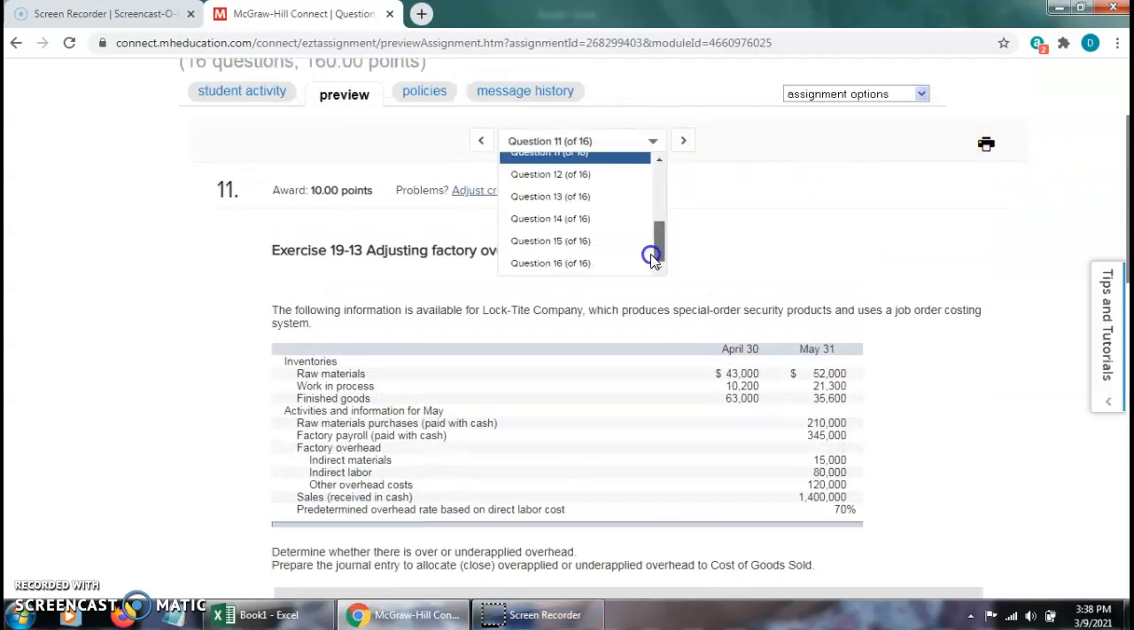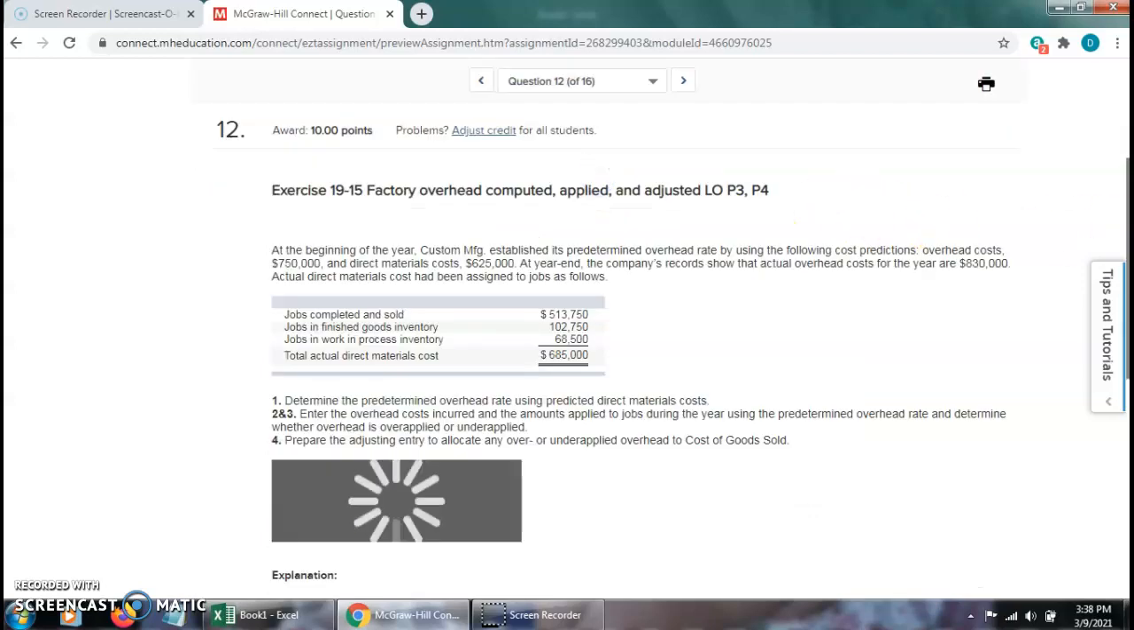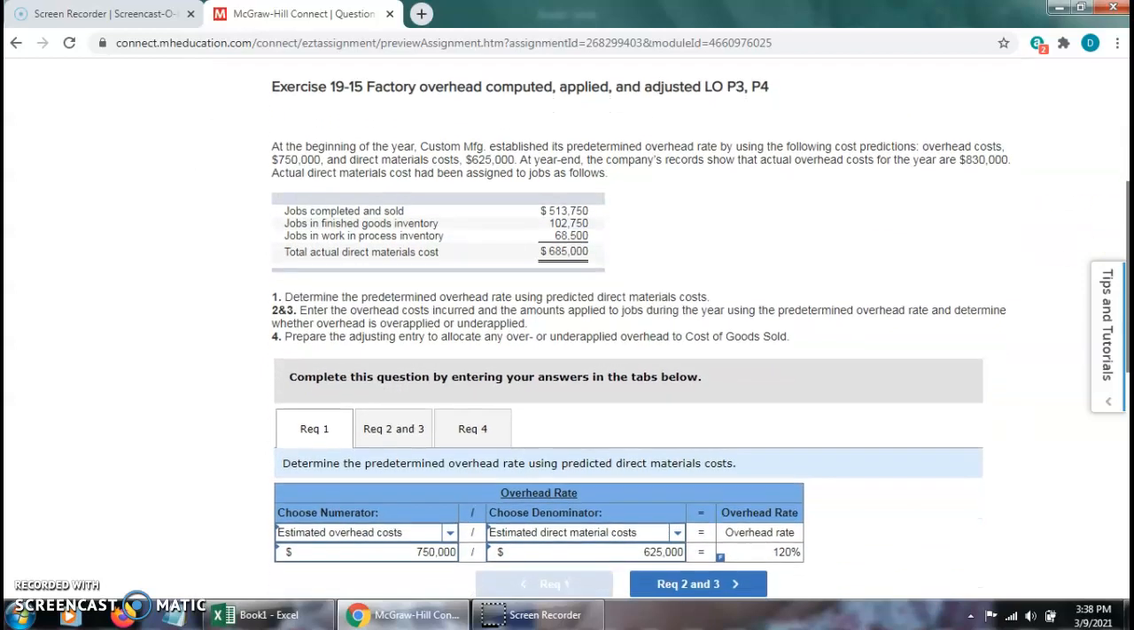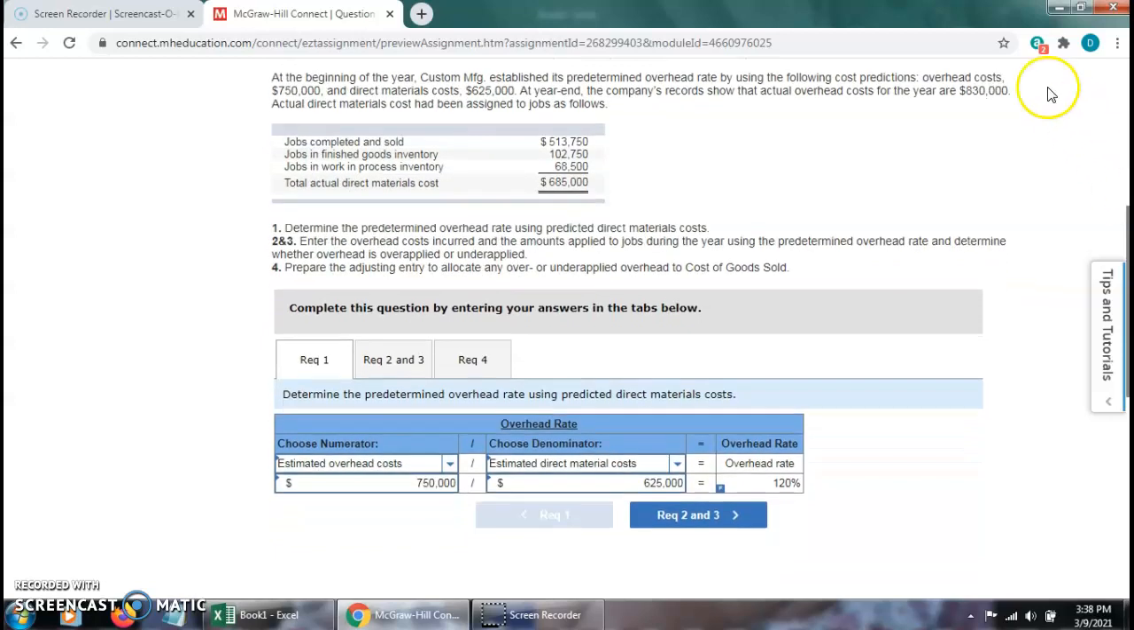Then let's look at number 12, right over here. Factory overhead computed, applied, and adjusted. At the beginning of the year, there's a predetermined overhead rate. Overhead cost is $750,000. Direct materials cost is $625. At the year end, the company records show that actual manufacturing overhead is $830. Actual direct materials cost has been assigned as below: jobs completed and sold, jobs finished in finished goods inventory, jobs in work in process, and then the total actual materials cost. Compute the overhead rate.